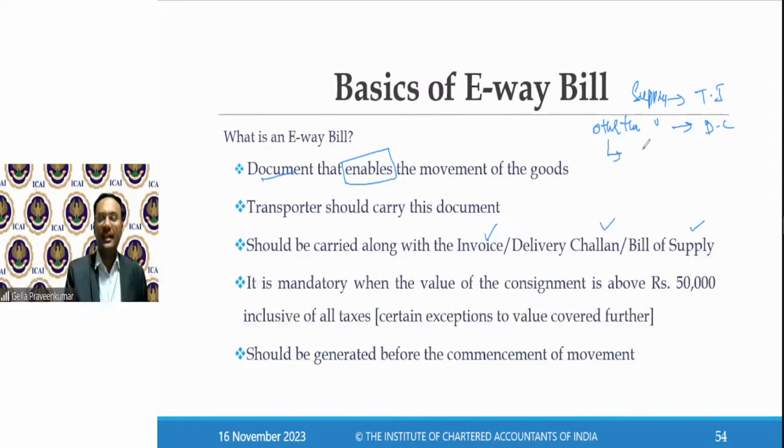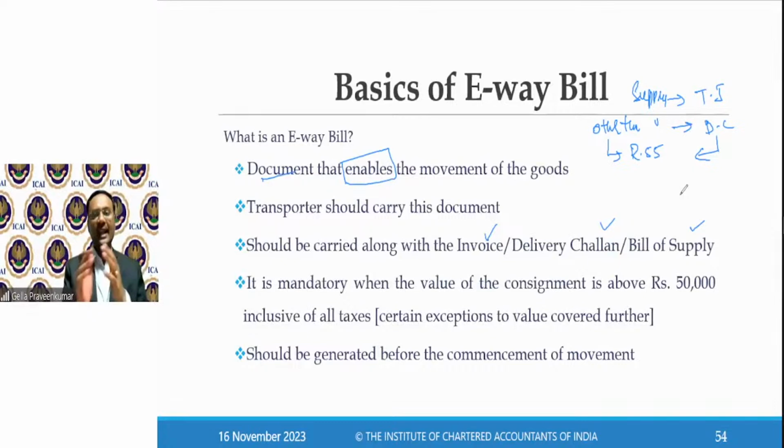In the previous session, we studied Rule 55, where a delivery challan is issued. What could be the reasons for issuing a delivery challan? Stock transfer, job work, movement of goods other than supply, import of goods into India, or maybe calibration purposes. For movement of goods other than supply, a delivery challan is required.